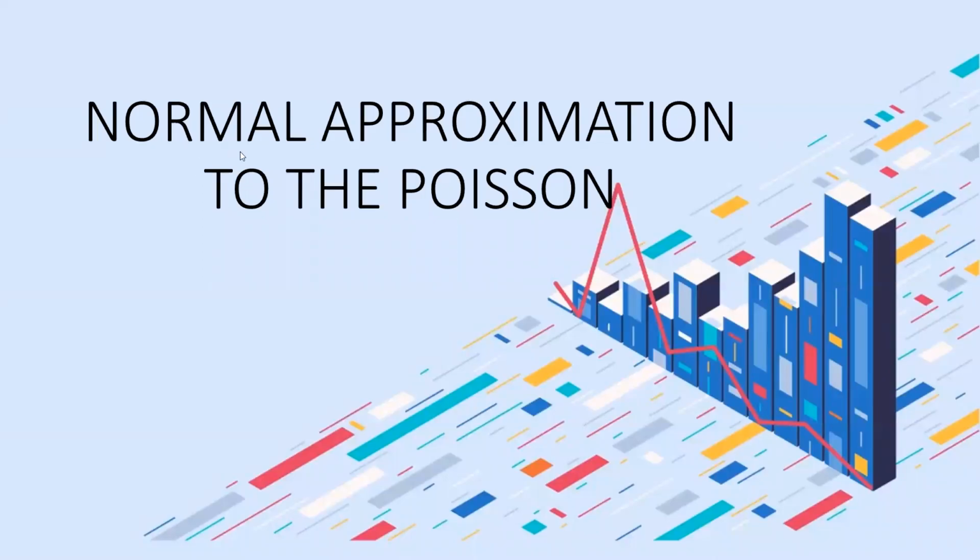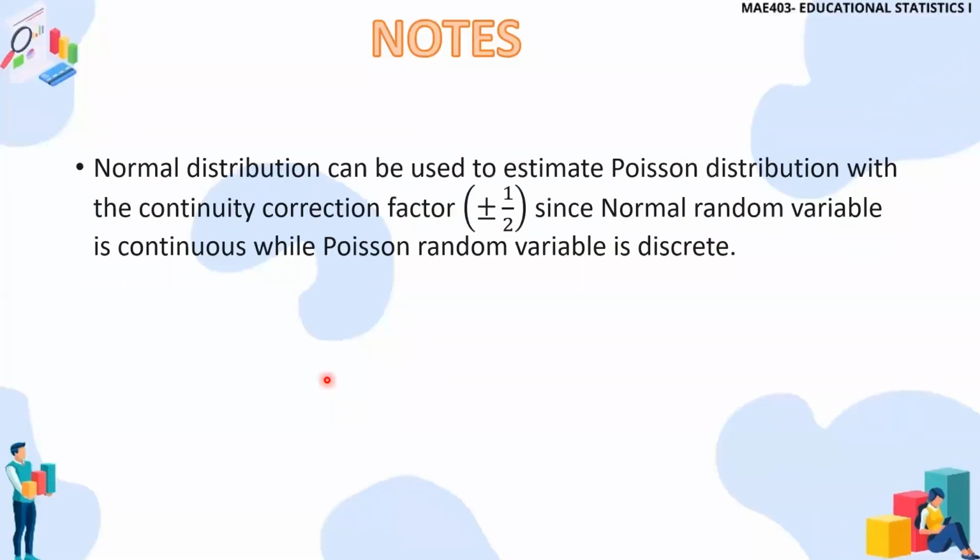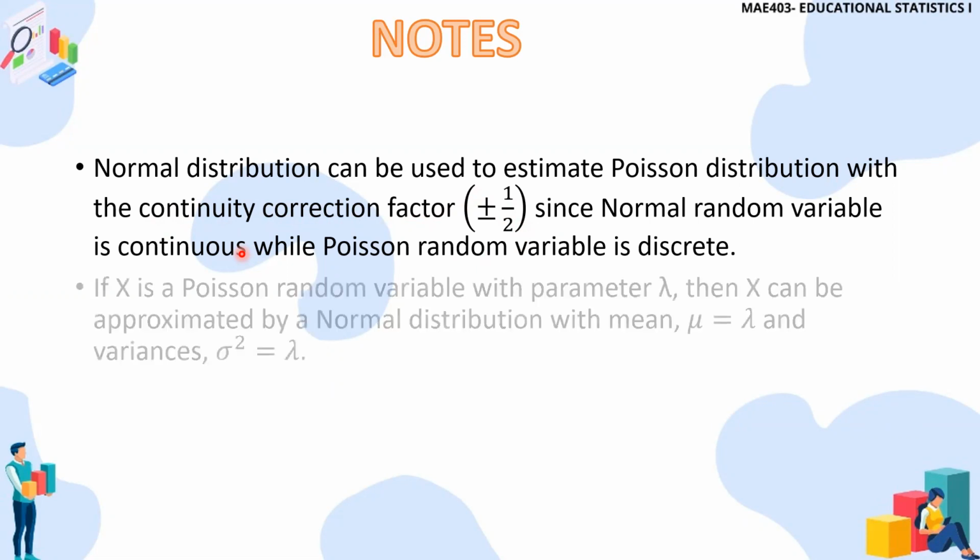Okay, this video will explain normal approximation to the Poisson distribution. The normal distribution can be used to estimate the Poisson distribution also, with the continuity correction factor plus minus 1/2. This is approximately equal to the normal approximation to the binomial distribution.